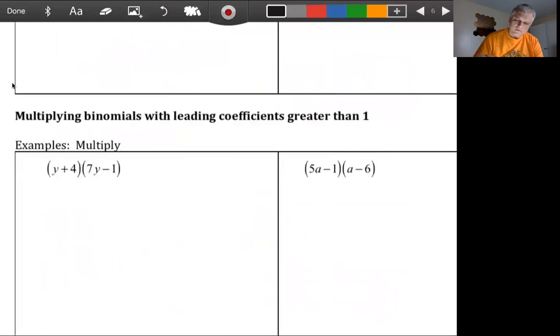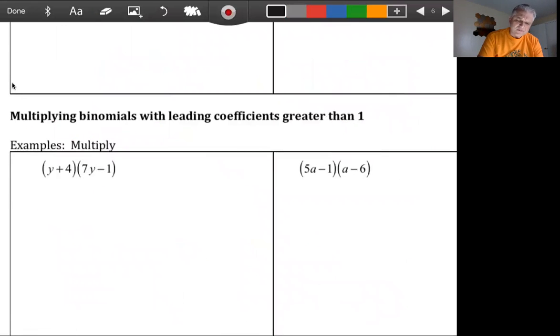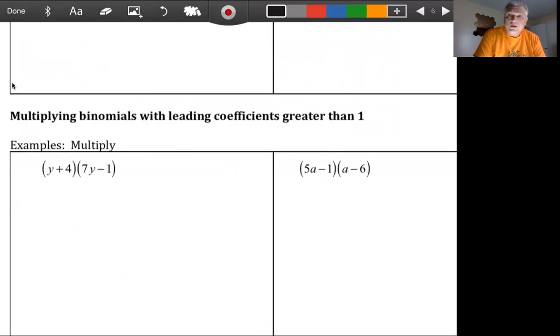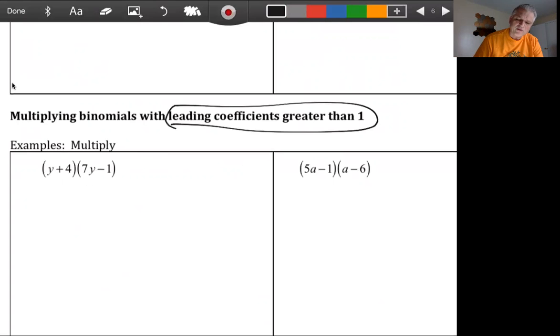Okay, so now we come to the last set of questions here. I do believe that's it, right? Nice. Okay, it's just more FOIL because you have 2 terms times 2 terms. Okay, so that's a binomial being multiplied by another binomial. It's just that now they're going to throw in a 7y.